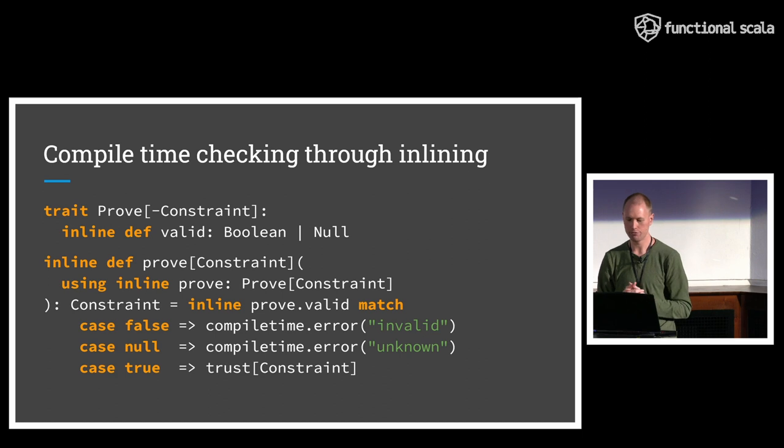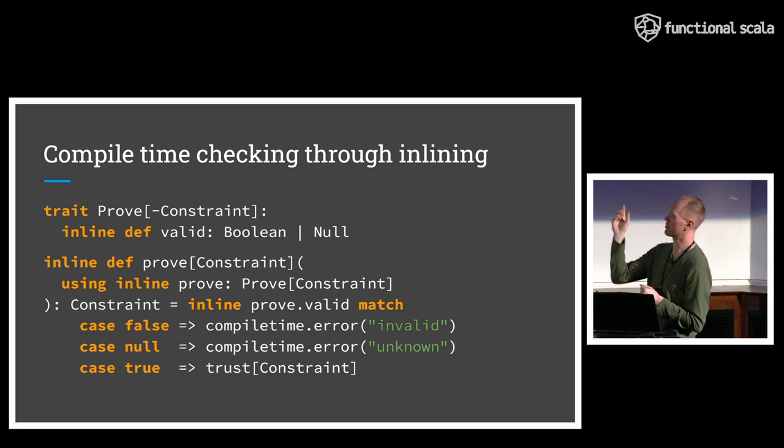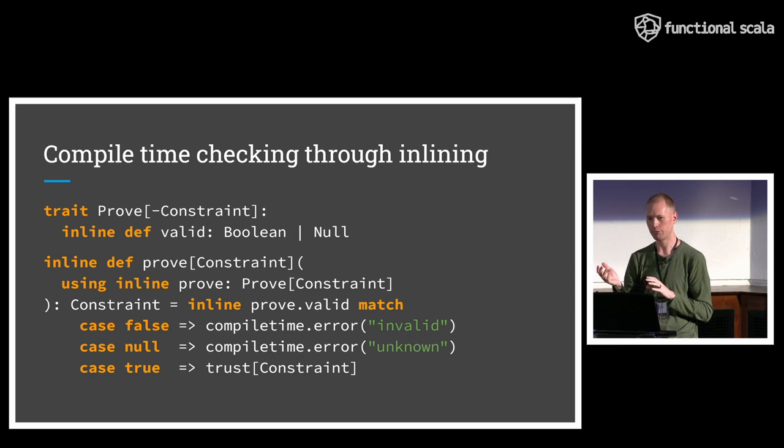And now we can have a prove method that you can do an inline match. And that means at compile time, you're going to try to resolve this. And if you can get a false out, then you're going to say, hey, this is an invalid constraint. We can make that nicer, but we'll just put a compile time error. If you get null, we'll do a compile time error as well because we don't want to risk it. We're just going to say, hey, this is unknown. Otherwise, we can just trust it because we've checked it at compile time.